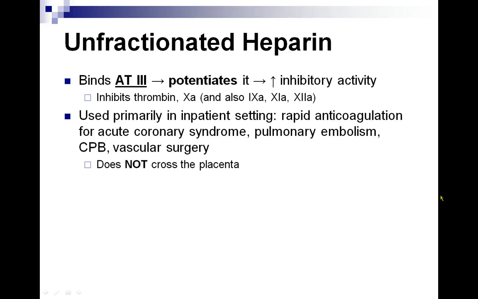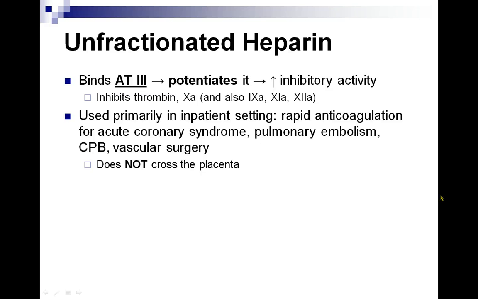Another common anticoagulant that we see in clinical practice is heparin. And regular old heparin, which we call unfractionated heparin, works by binding to antithrombin 3 and potentiating it. It makes antithrombin 3 more active, and the antithrombin 3 goes and inhibits thrombin. It also inhibits a number of other factors.